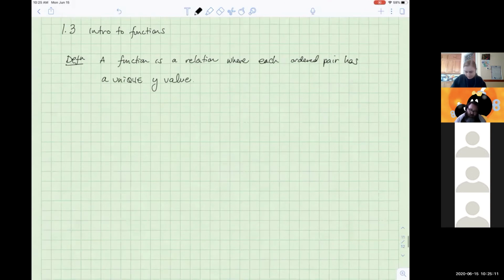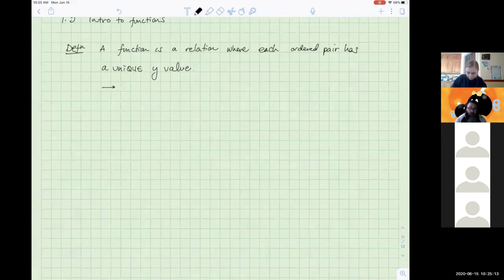That's not how I usually teach this kind of thing. I usually talk about inputs and outputs. And for each input x, there is only one output y. So we'll talk about that in a minute.